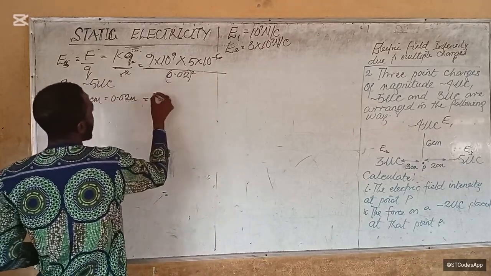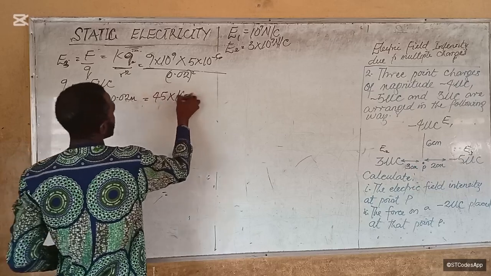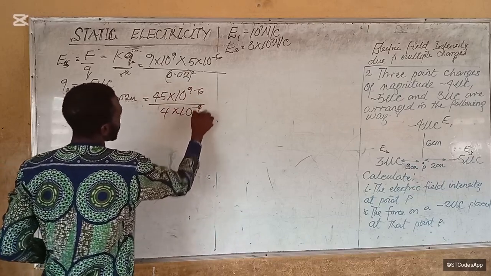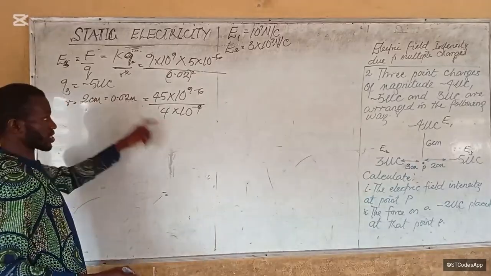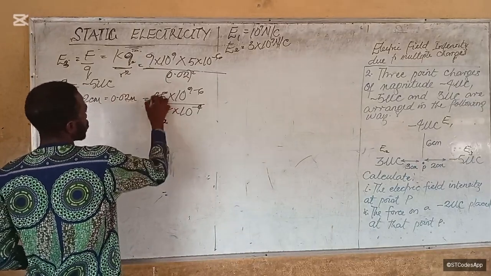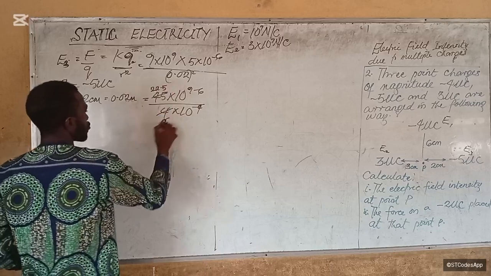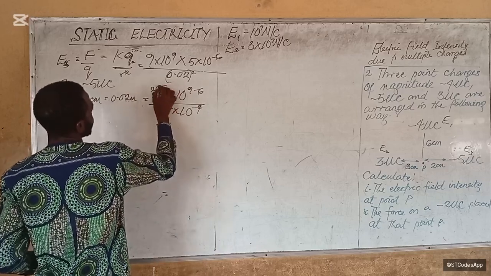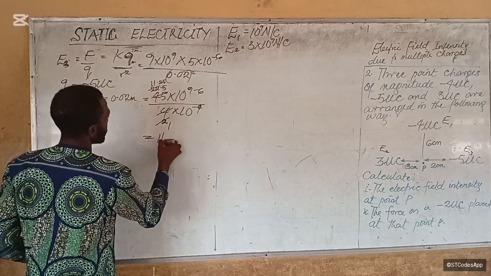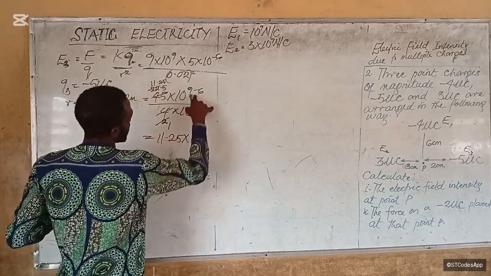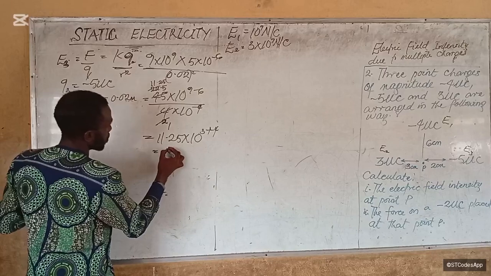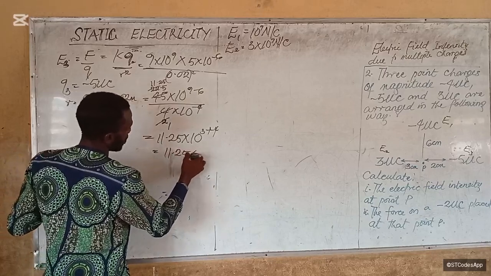This becomes 9 times 5, which is 45, times 10 to the power 9 minus 6 as usual, over 4 times 10 to the power minus 4. So 2 will go here, 2 will go here, 22.5. 2 here, 1. Now 2 here, 11.25. Alright, so what we have is 11.25 times 10 to the power, here will give us 3 still, minus 4. That is plus 4, right? That will now be 11.25 times 10 to the power 7.